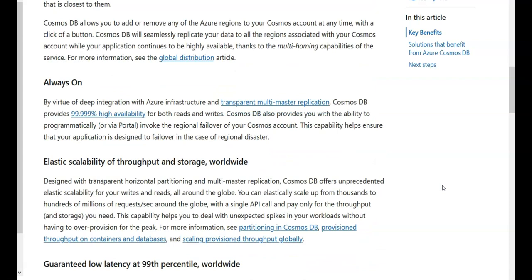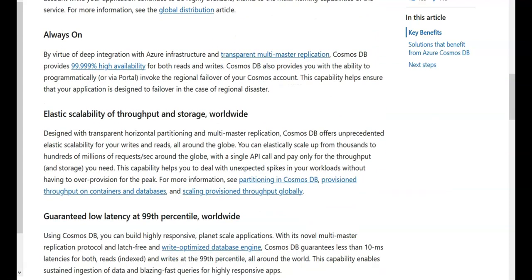Elastic scalability of throughput and storage worldwide. Designed with transparent horizontal partitioning and multi-master replication, Cosmos DB offers unprecedented elastic scalability for the writes and reads. We can elastically scale up from thousands to hundreds of millions of requests per second around the globe with a single API call and pay only for the throughput we need. This capability helps us to deal with unexpected spikes in the workloads without having to over provision for the peak.